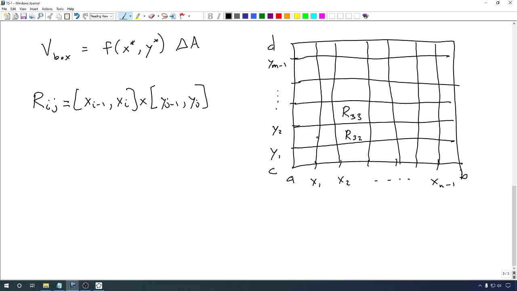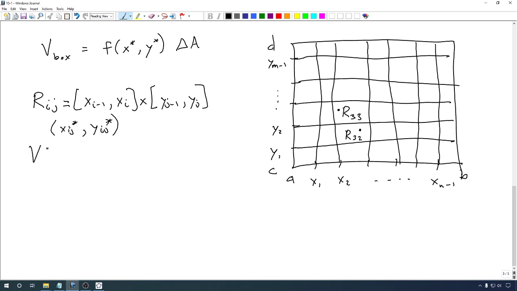Inside each of these boxes, we have to take some sample point. So let's say in R32, we're going to pick this point right here. In R33, maybe we pick the point over here. It doesn't really matter as long as we pick a point for each of our boxes. And so the sample point for Rij, we're just going to label as xij star, yij star. That's going to be our sample point. And we technically picked one for each of our rectangles.